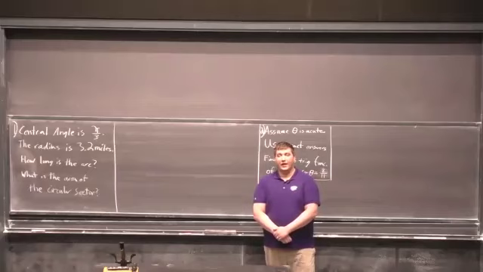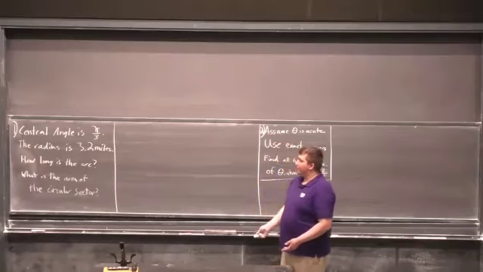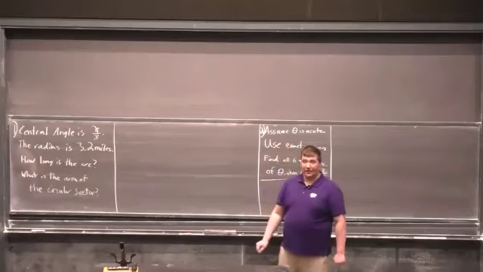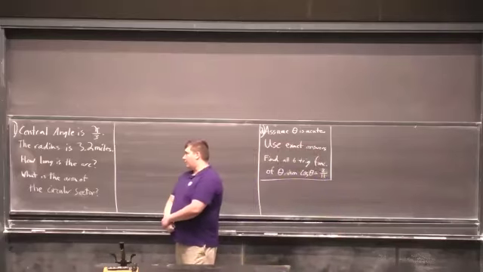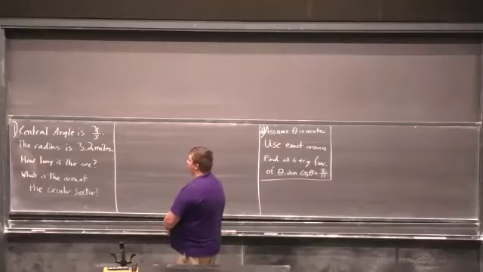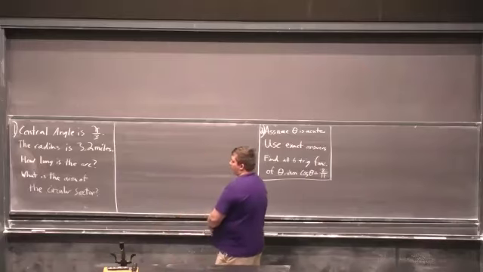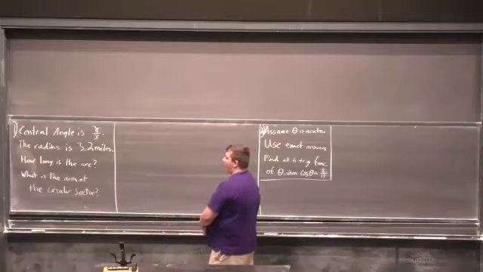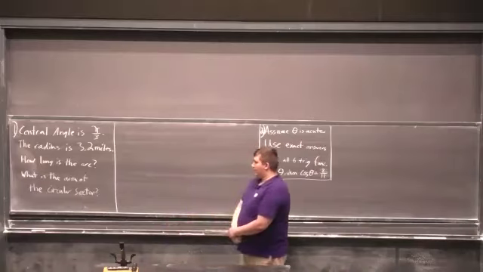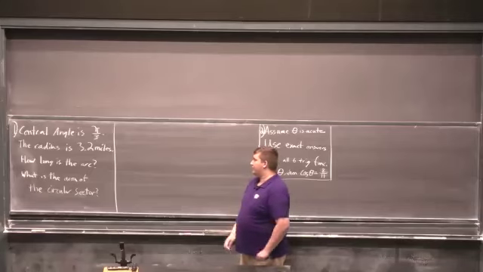Welcome. Today we'll be discussing some examples in preparation for the test. For example number 1, we have a central angle of pi over 3 radians. The radius is 3.2 miles. How long is the arc? What is the area of the circular sector?